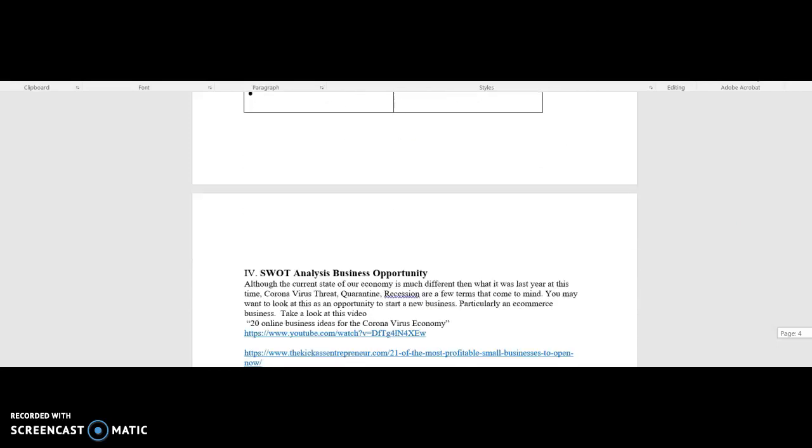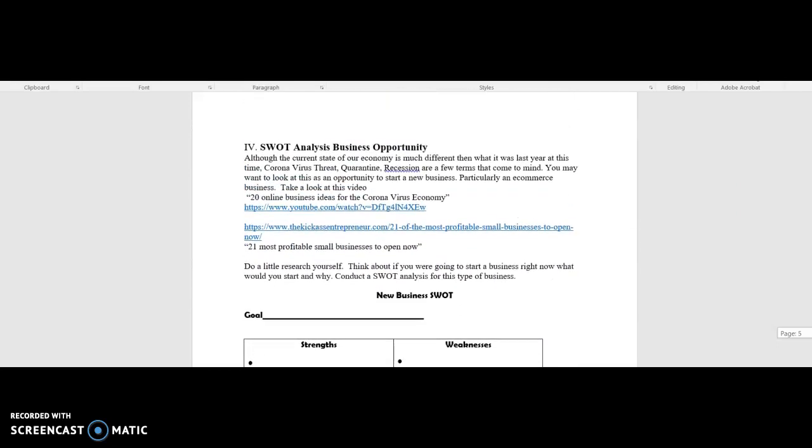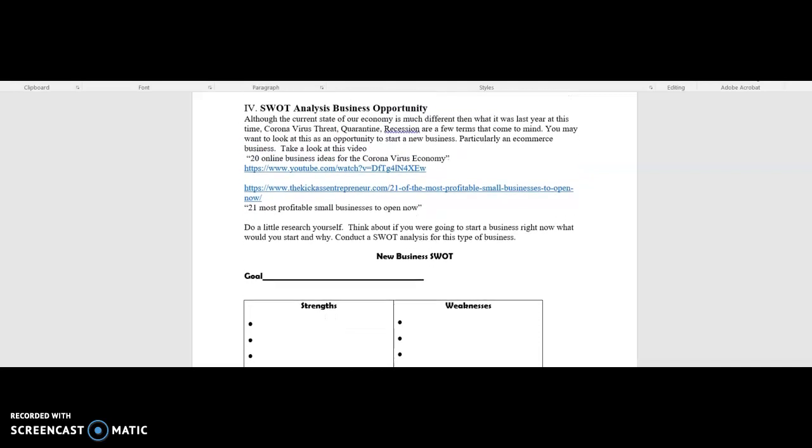Now, here's where the really, really deep thinking starts to come into play. What we're going to be doing is a little mini business plan on an opportunity you might see for starting a business during this crazy time. All we keep hearing is coronavirus, quarantine, recession, unemployment, paycheck protection, okay? But for some businesses and for some people, they may look at this as an opportunity to start a new business, and in particular, an e-commerce business.